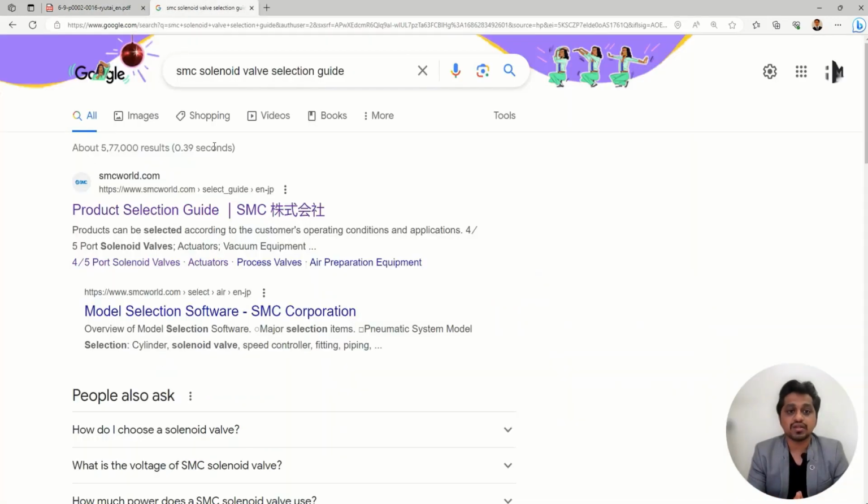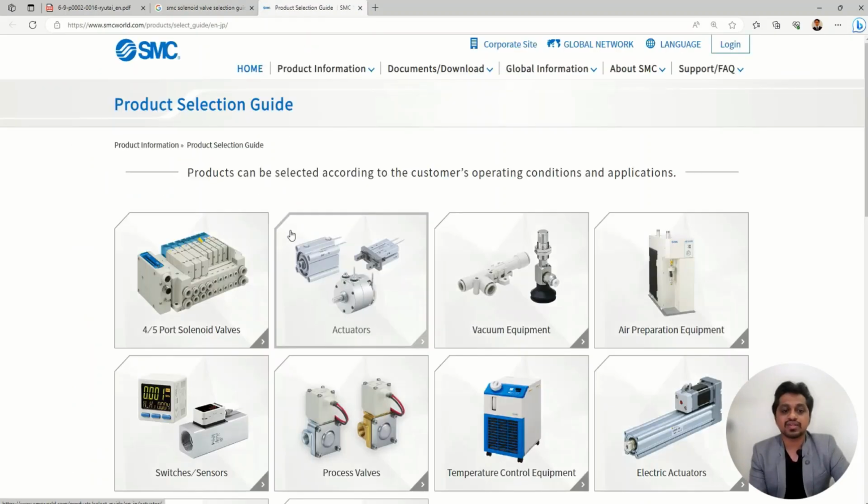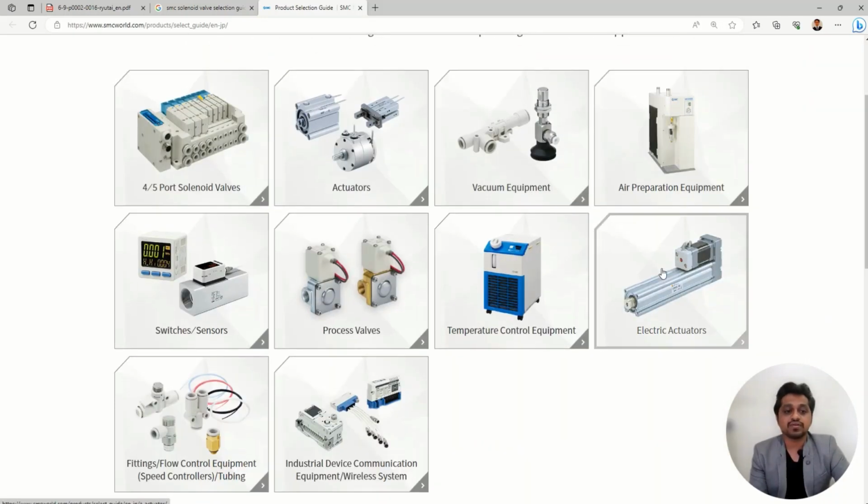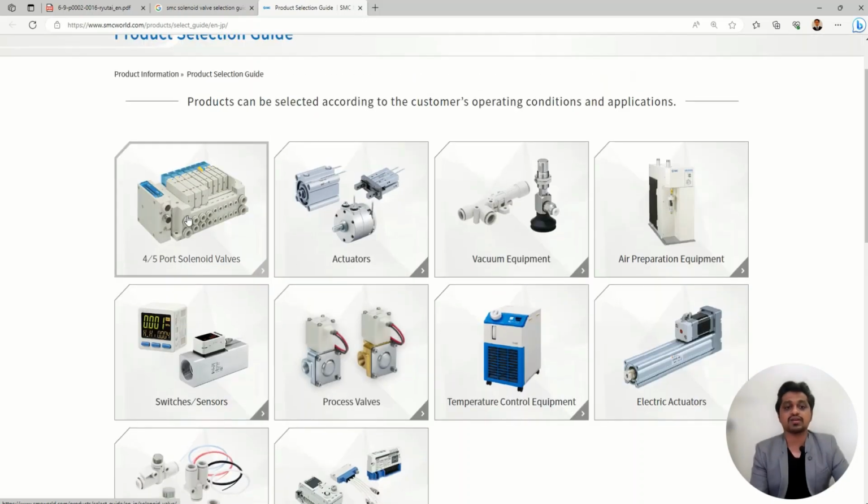Now let's check out another tool, the SMC solenoid valve selection guide. You can just type it in Google and you will get a product selection guide. So let's go on to the product selection guide. Now you can see the product selection guide for different things like actuators, vacuum equipment, switches and all those things. Then we have the solenoid valves also, and we are interested in solenoid valves. So let's check out the solenoid valves.